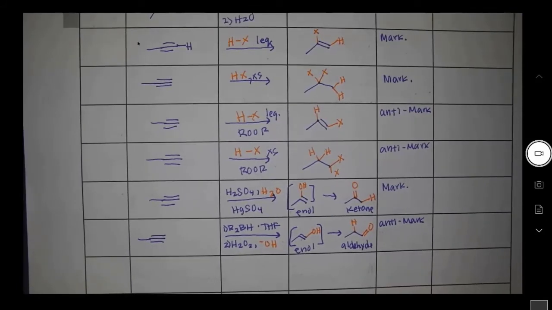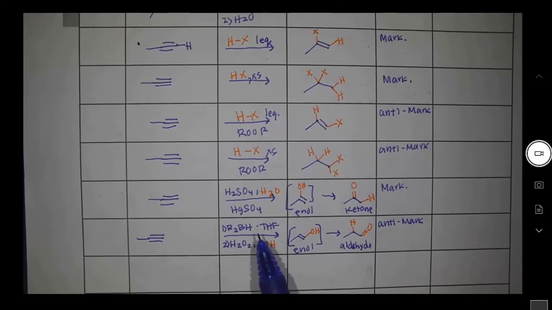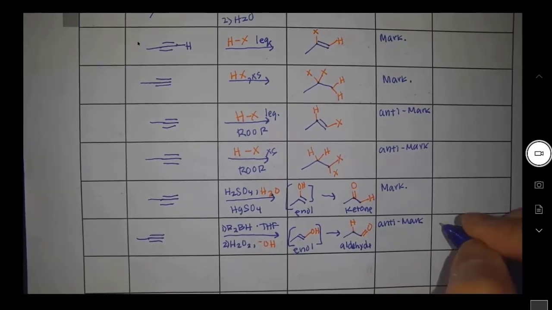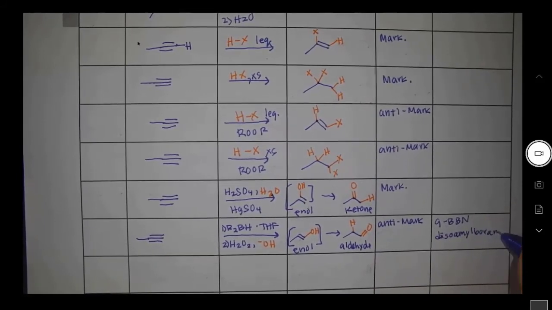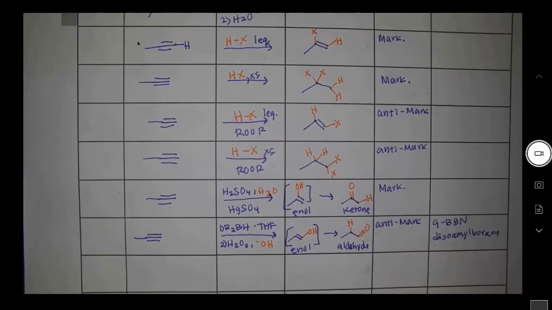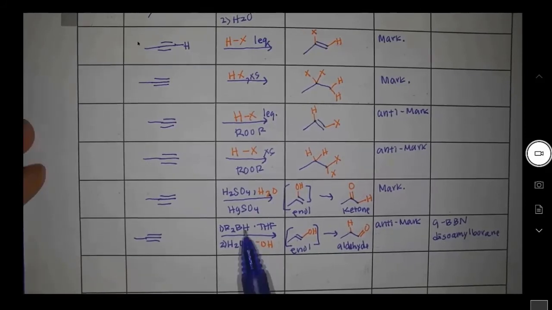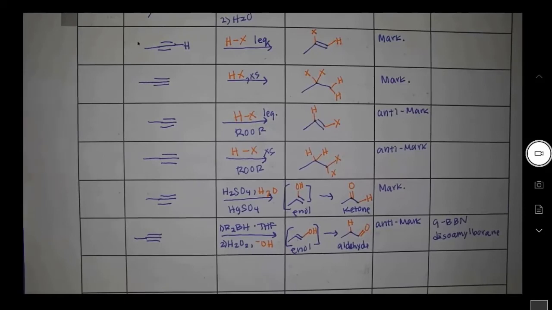Other things that you can use for the R2BH include the 9-BBN or disiamylborane. So if you see either of those two reagents, that's going to make an aldehyde from the alkyne. If we use BH3 like we did with the alkenes, we'll just get a holy mess of different products. So you want to stick with where there's only one hydrogen source there.